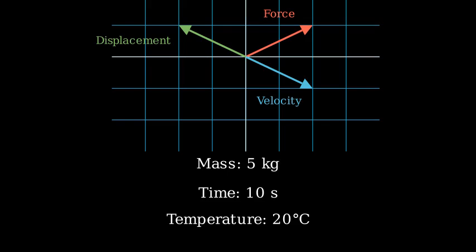Now let's look at some scalar quantities. Mass is just an amount measured in kilograms. Time is measured in seconds with no direction needed. And temperature simply tells us how hot or cold something is.